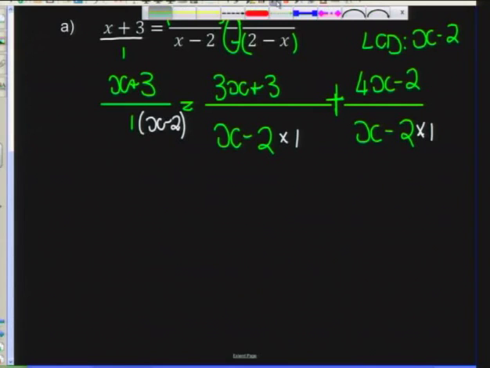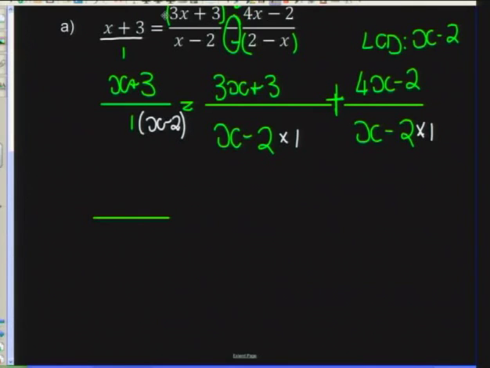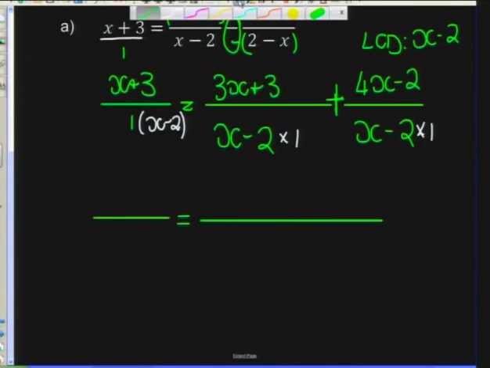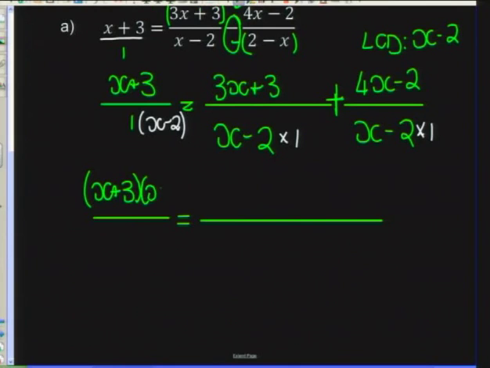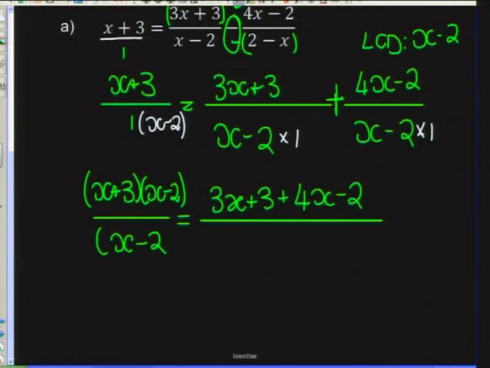Okay, so let's just quickly do this. And we've got our equal sign in the middle. Right, I've got my x plus 3. And I've got x minus 2. I've got my 3x plus 3, which I don't need to multiply by anything because it's already over the lowest common denominator. And 4x minus 2 is already over the lowest common denominator, so I don't need to change anything. So x minus 2 is our LCD.